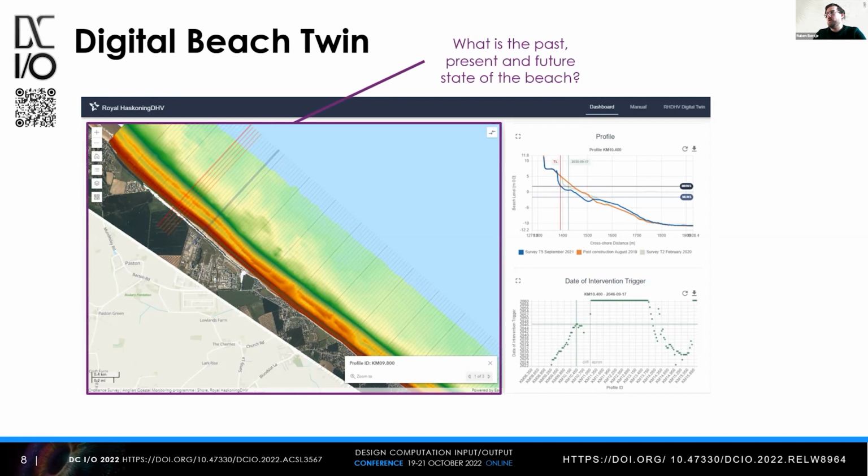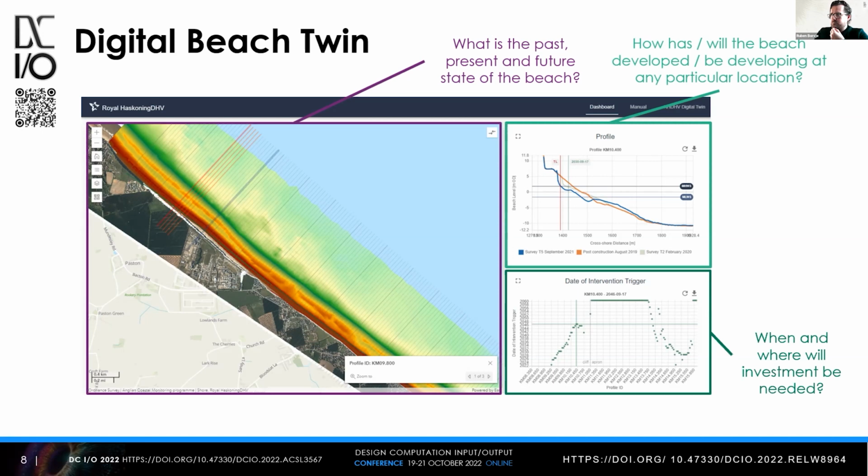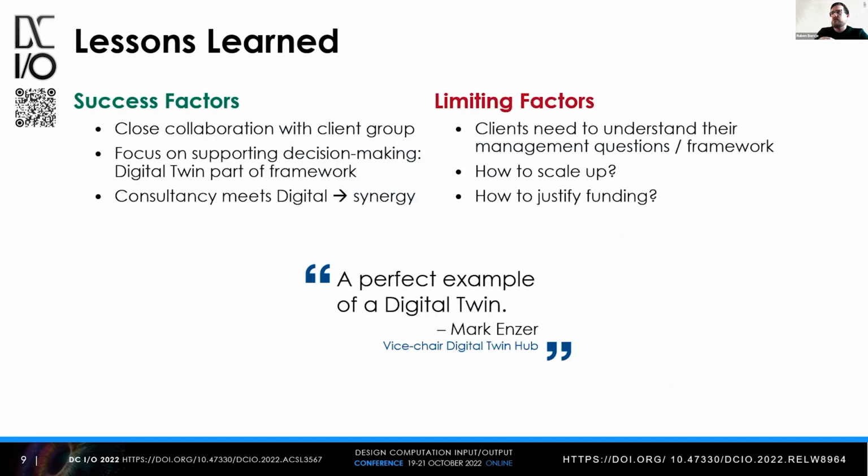It shows them what the past, present, and future state of the beach is. It shows them in more detail in cross sections how the beach developed over all the data that we have. And then we use those trigger states and model results, which are also displayed in here. We actually show them in a long-shore direction for each cross section when they're expected to intervene. We've developed this overview in very close collaboration with the clients, so this is exactly what they need to inform their investment discussions.